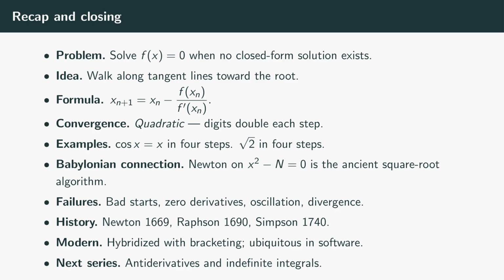We computed the square root of 2 in 4 iterations and noticed that the recurrence is exactly the 4,000-year-old Babylonian algorithm. Newton on a quadratic is Heron is the Babylonian method. We cataloged the failure modes, bad initial guesses, zero derivatives, oscillation, divergence, multiple roots, and noted that production code combines Newton with bracketing to get the best of both worlds. And the history, Newton wrote it in 1669 as substitutions, Raphson cleaned it up in 1690, Simpson rewrote it with derivatives in 1740. We use Simpson's form, call it Newton's.